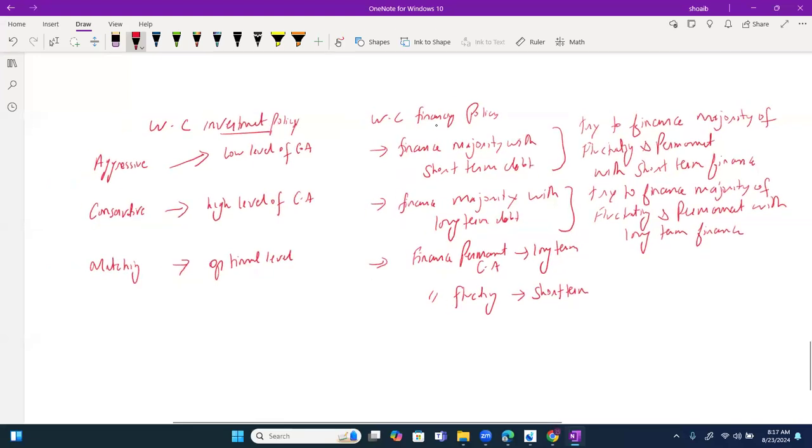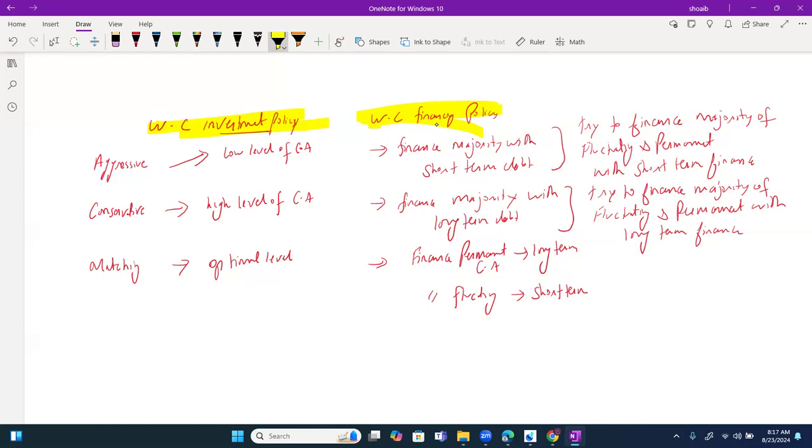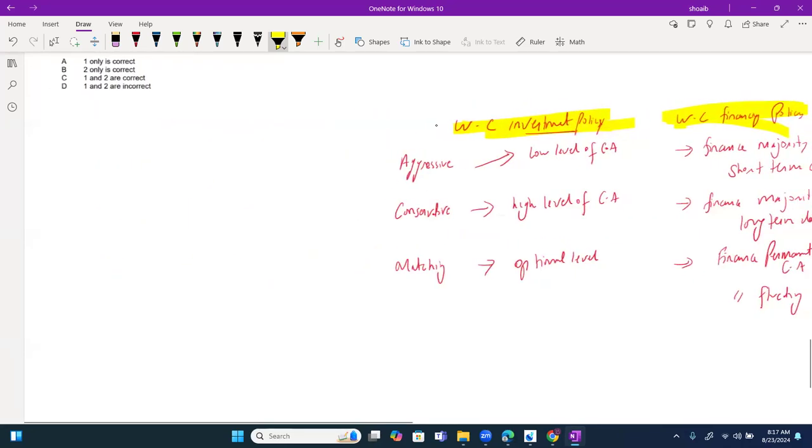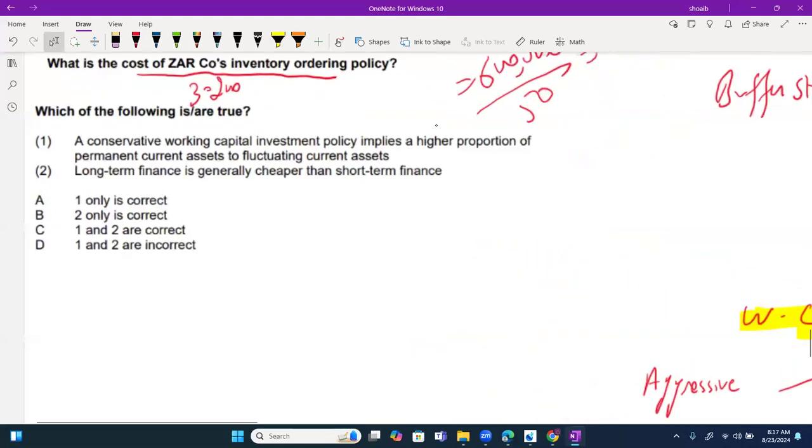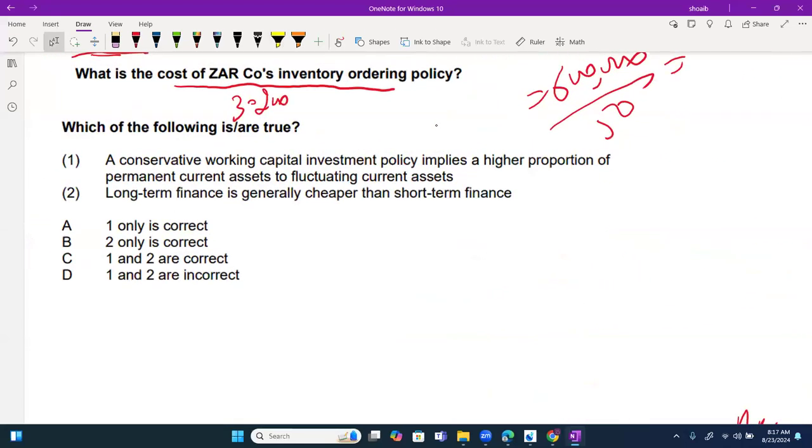Okay. Please take the screenshot of this. This will solve all of your MCQs from this area. Okay, now identify the answer. Conservative working capital investment policy employs a high proportion of permanent current assets. Yes, this is true.